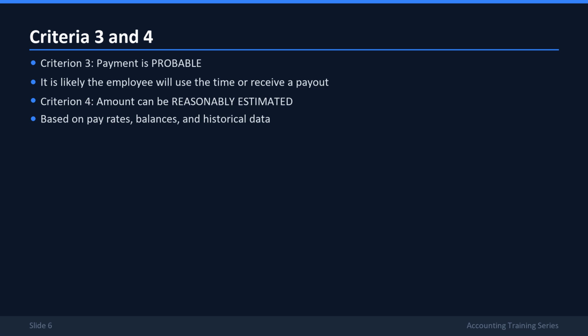The third criterion is that payment of the compensation is probable. It must be likely that the employee will either take the time off or receive a cash payment for the accrued balance. This criterion is generally satisfied for most vacation balances because employees typically do use their leave or receive payment on departure. The fourth criterion is that the amount of the liability can be reasonably estimated. This requires reliable data: employee pay rates, accrued balances, and for larger populations, historical usage and forfeiture patterns.